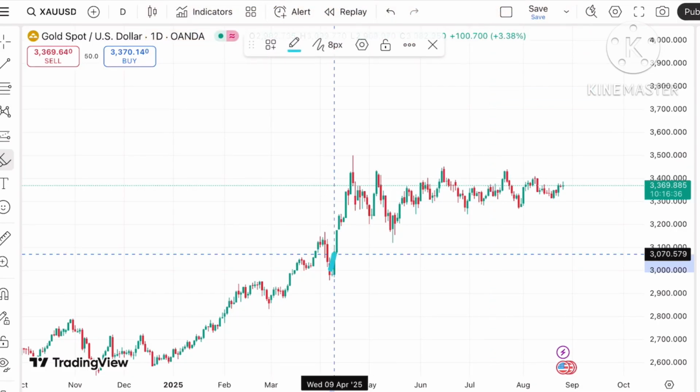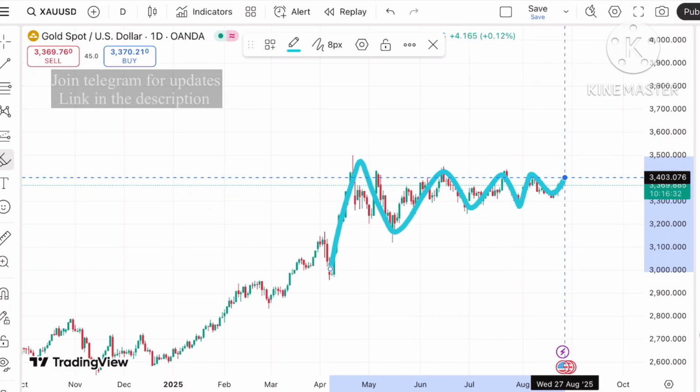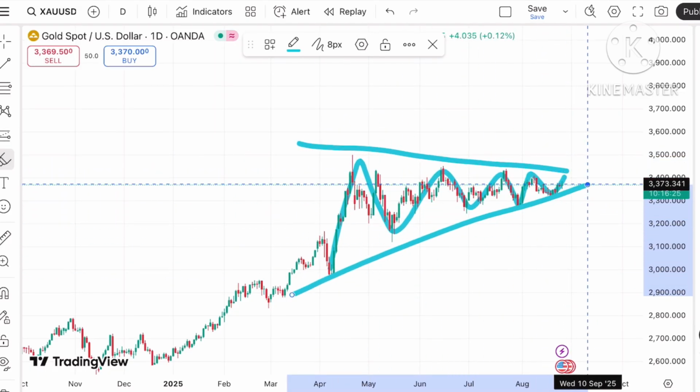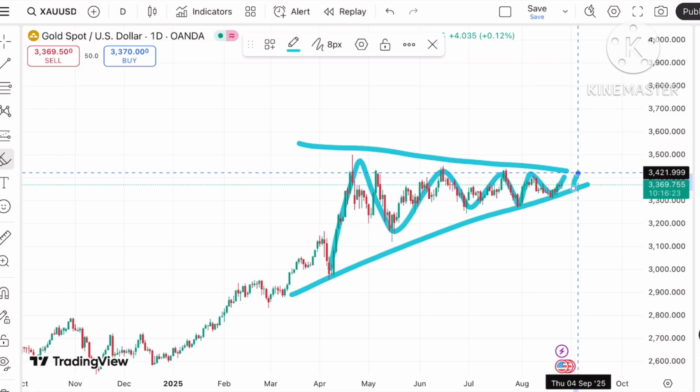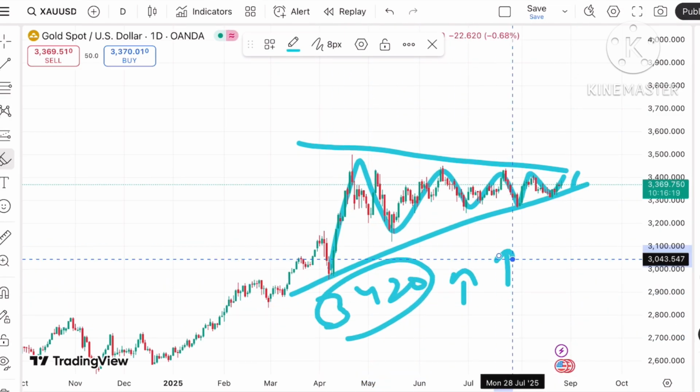If you look at this particular trend, you can see that the price is trying to get narrow. And if you draw a trend line, you can clearly understand that there is a higher chance that if the price keeps moving above the level of 3420, further upside can be seen.